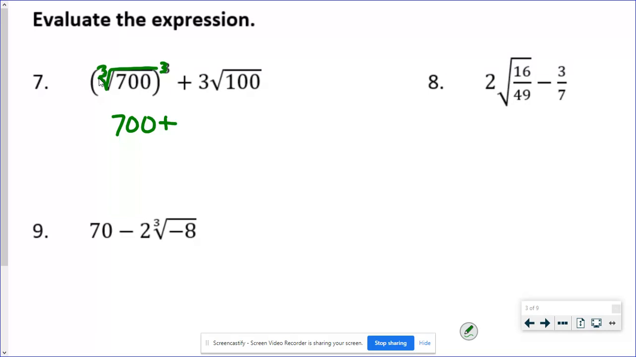Now that is not the cube root of 100. That is 3 times the square root of 100 is 10. So it's going to be 700 plus 30.